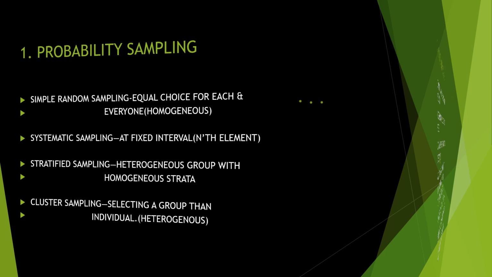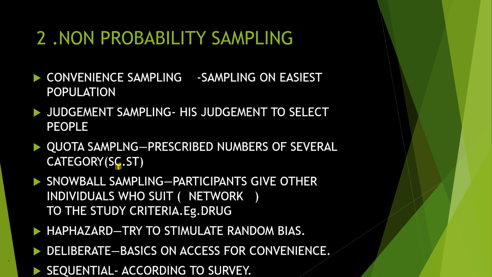Next is non-probability sampling. What is meant by non-probability sampling? Non-probability means less chance to be a part of the research.